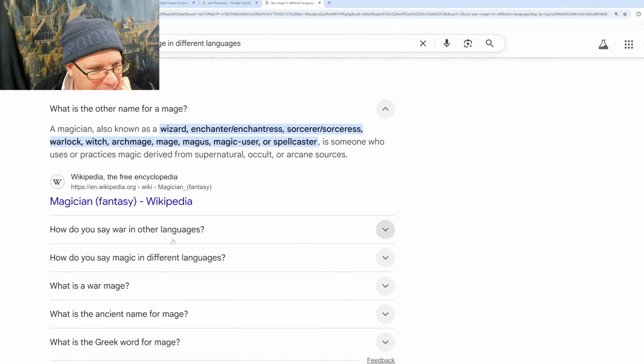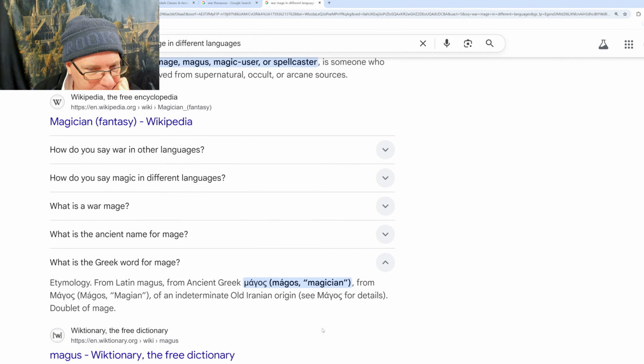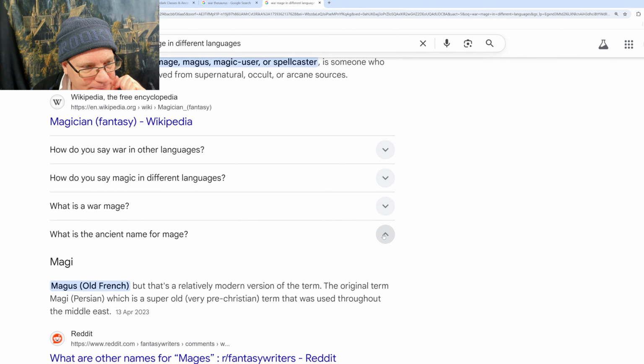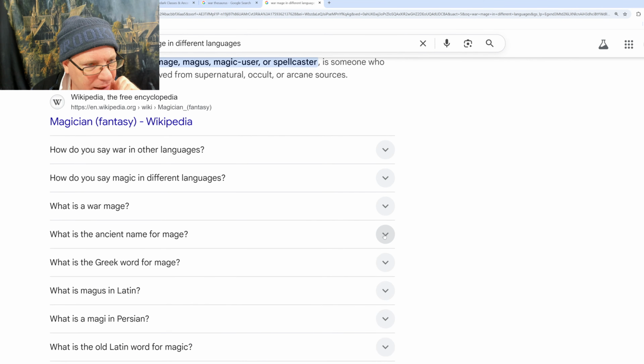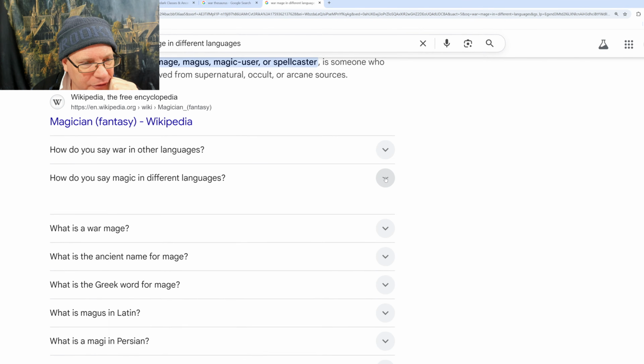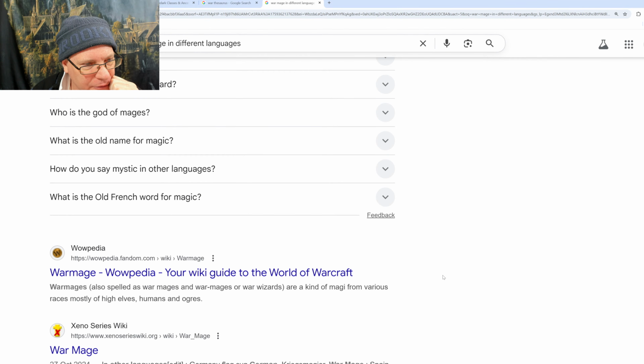How do you say war in other languages? I suppose a Greek word for mage. What is the Greek word for mage? Magician. Okay. What is the ancient name of mage? Magus, which we already have. Okay. How do you say magic in different languages? That's a good question. I will struggle with a lot of this. Okay, so it's too close to home. They're not different enough.